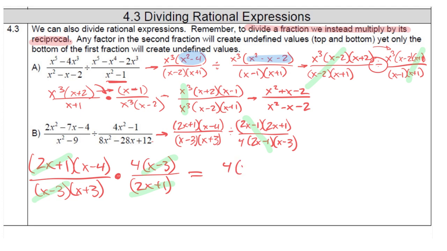So I have 4 times x minus 4 in the numerator. And the denominator, I just have x plus 3. And we are pretty much done.